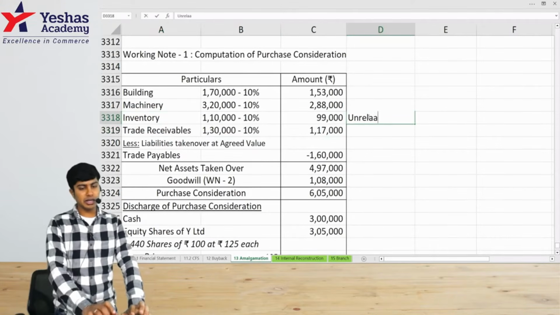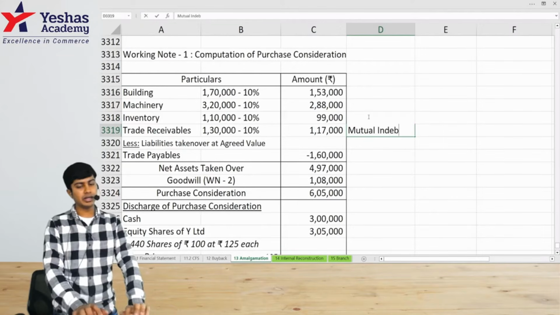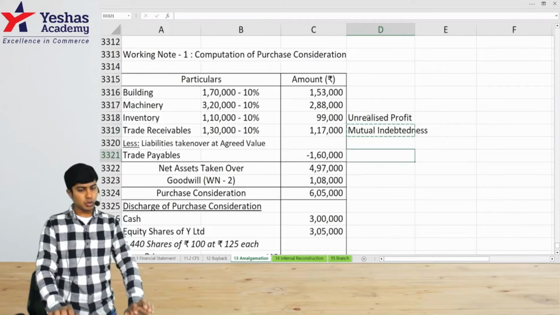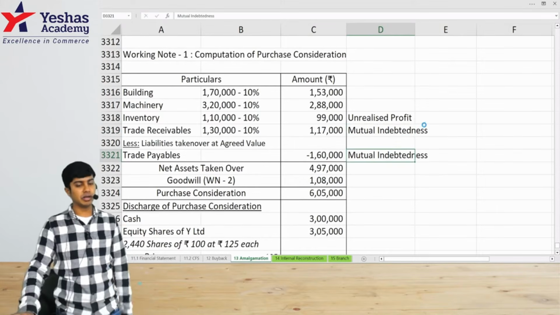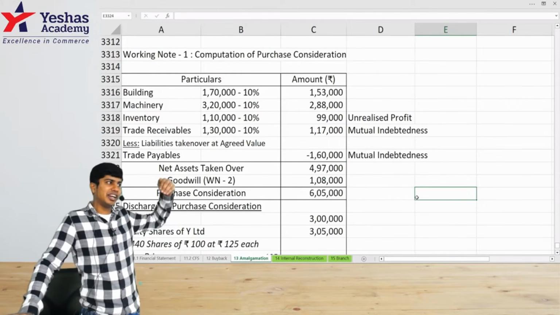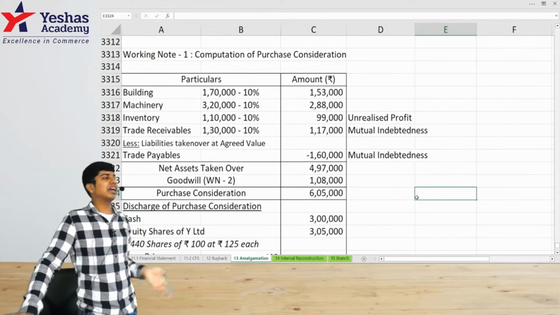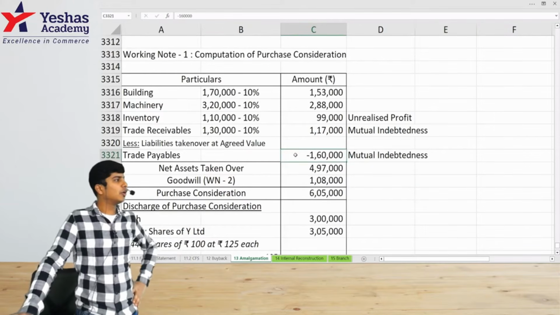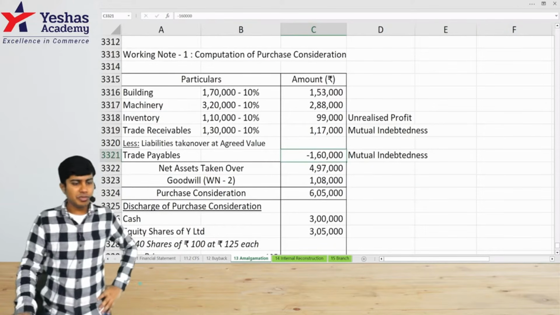Inventory, unrealized profit adjustment is there. This one, mutual indebtedness adjustment is there. And mutual indebtedness is not just for trade receivable. It is there in trade payables too, but actually trade receivables of one company, trade payable of the other. But we don't have that information. So when we write this, we need to deduct. I hope you understood. Can we begin?